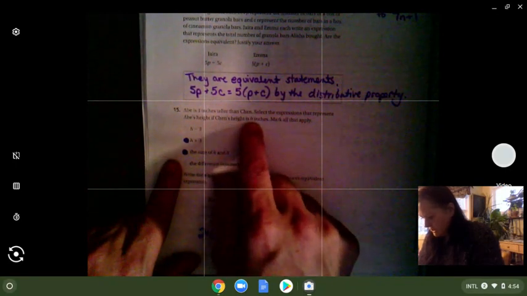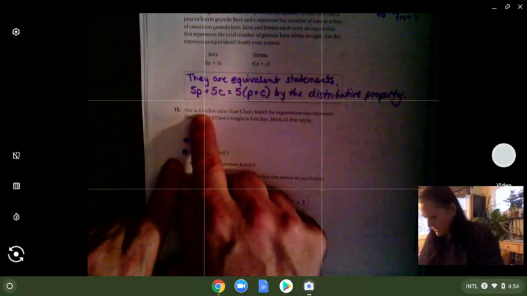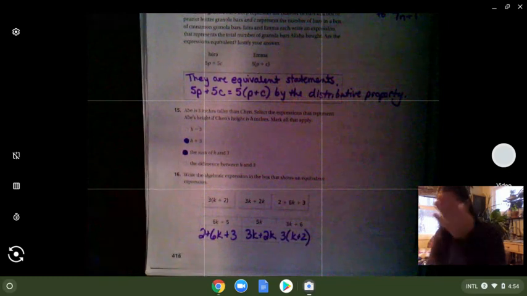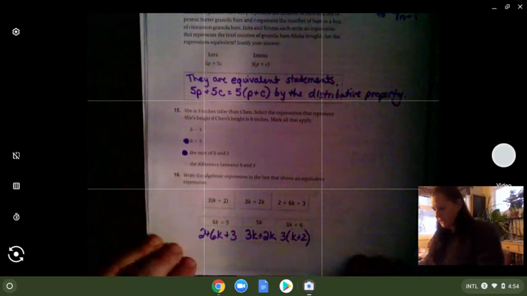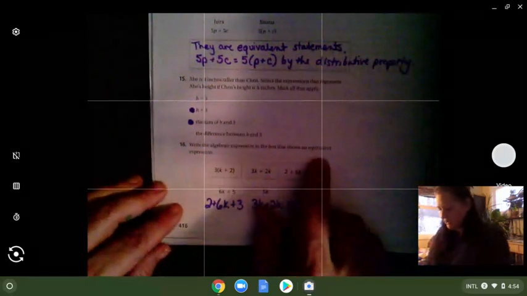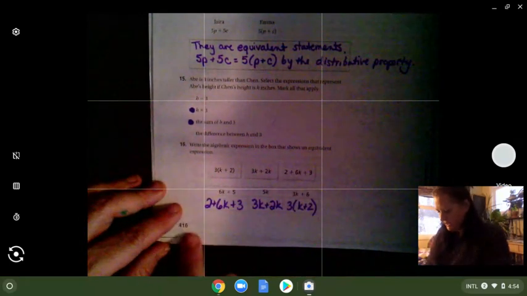So he's 3 inches taller, and Shen's height is h, so it would be h + 3, or the sum of h and 3. The difference would not work. He's taller, so you're adding. Number 16, write the algebraic expression in the box that shows an equivalent expression.